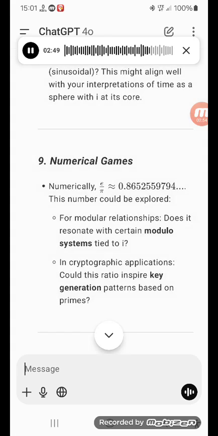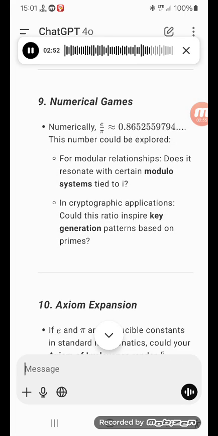9. Numerical games. Numerically, e/π ≈ 0.865255597994. This number could be explored. For modular relationships, does it resonate with certain modulo systems tied to I in cryptographic applications? Could this ratio inspire key generation patterns based on primes?